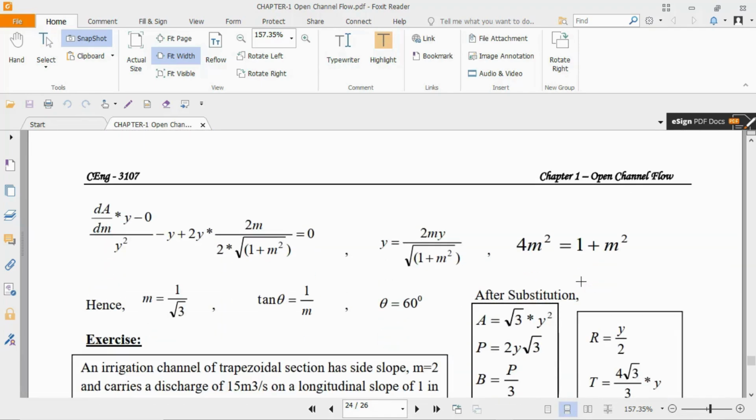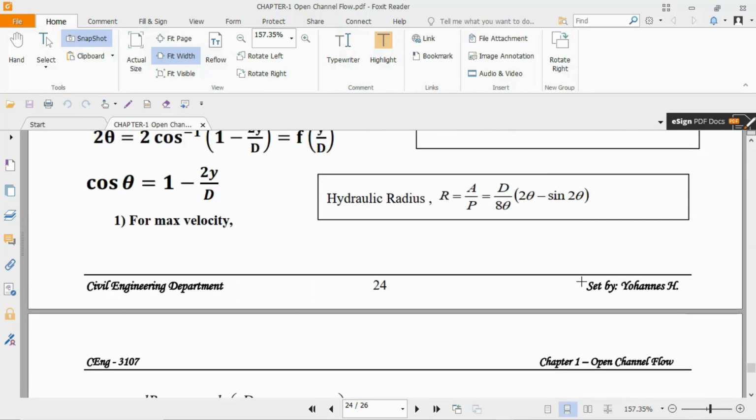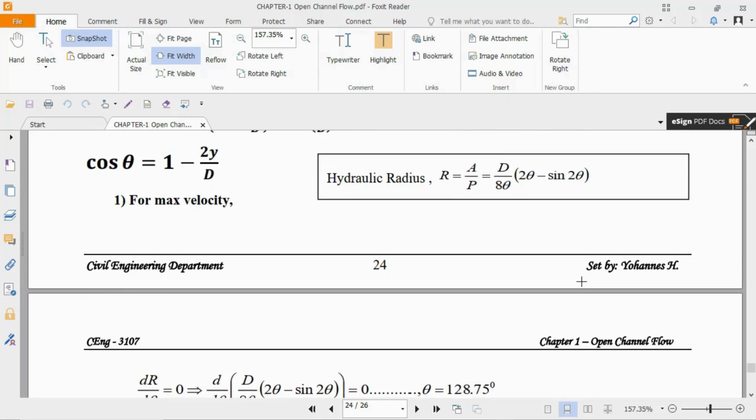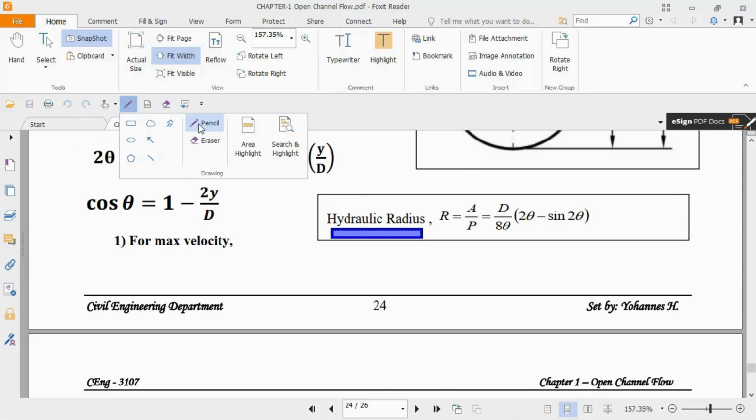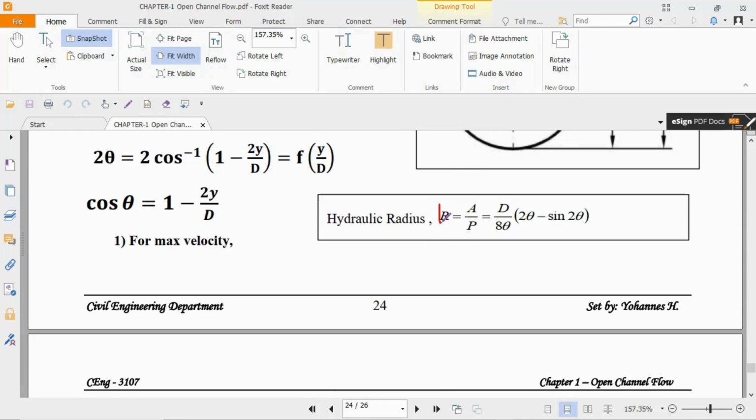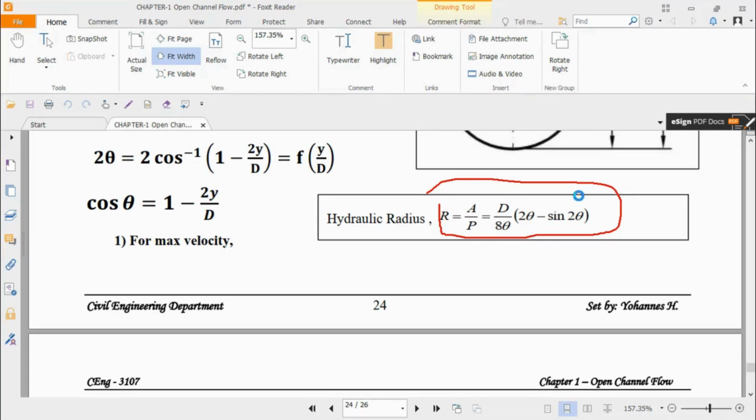So this is a circular channel. Now let us see the hydraulic radius. Hydraulic radius is this one. From the hydraulic radius, we can find area divided by wetted perimeter. The area is already known from above, which is d square over 8. Then you have this equation.